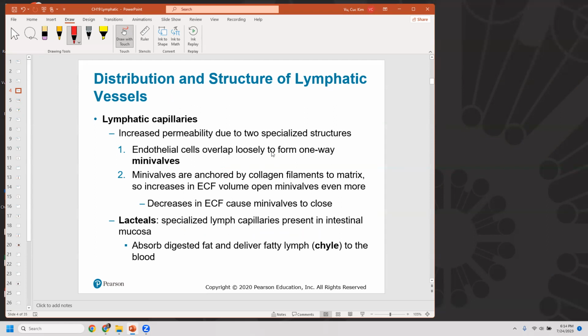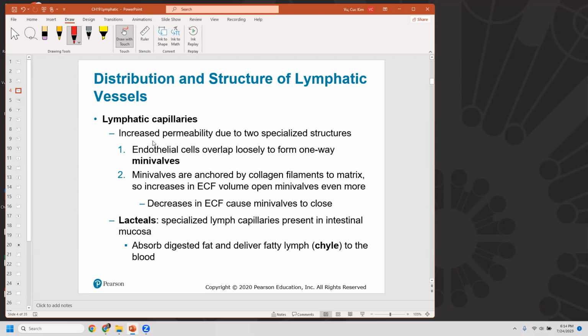Okay, so another thing that you should know about the lymphatic capillaries, besides the fact that the endothelial cells overlap, forming the mini valves, is that they're also anchored in place by collagen filaments, which hold them in place in the tissue. So you can see that if there's an increase in extracellular fluid volume, it will cause the mini valves to open further, and if there's a decrease, then the mini valves will close.